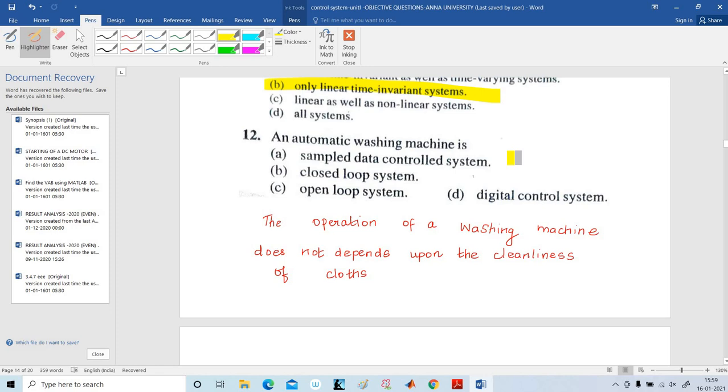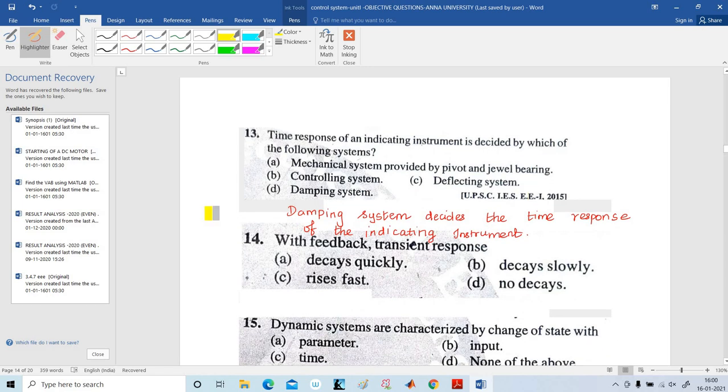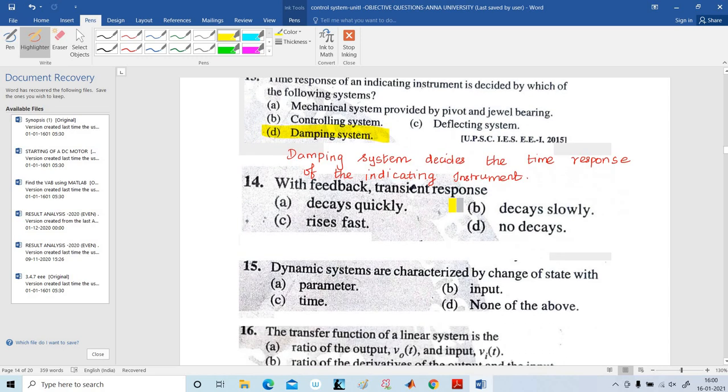Next question, the automatic washing machine is which system? The operation of a washing machine does not depend upon the cleanliness of the clothes. So it is the open loop system. Does not check the cleanliness. Next question, time response of indicating instrument is decided by which of the following systems? So damping system decides the time response of the indicating instrument. So D is the correct answer.